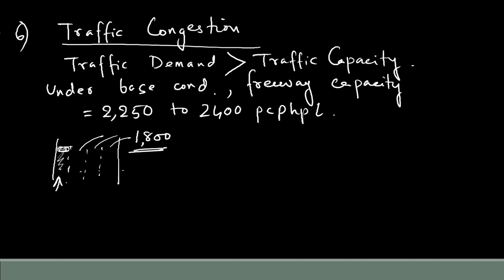But we will consider they will reduce to 1800 pcphpl. Okay, so when one lane gets blocked, for some reason, the capacity of the other lanes in a freeway reduces drastically. Okay, so to 1800. So this also you need to know.